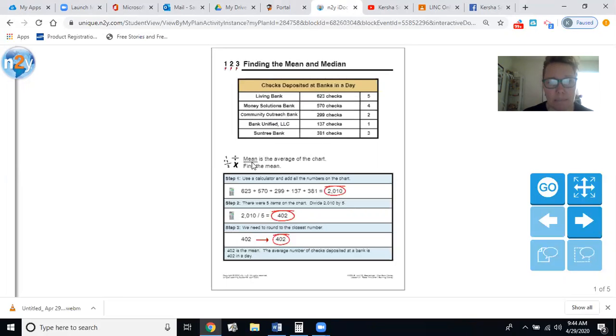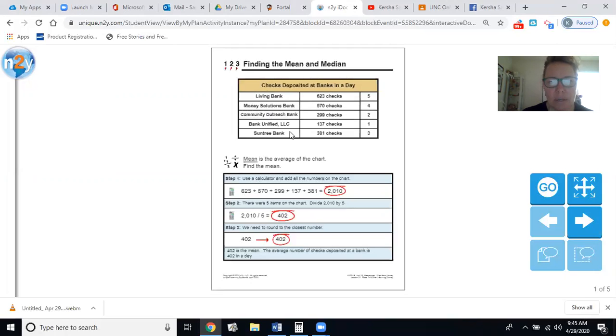Okay, so it says mean is the average of the chart. Find the mean. So we're going to be finding the average of all of these, the number of checks deposited by all of these banks. So we're going to use a calculator and add all the numbers on the chart. Let's see if they've done it for us.